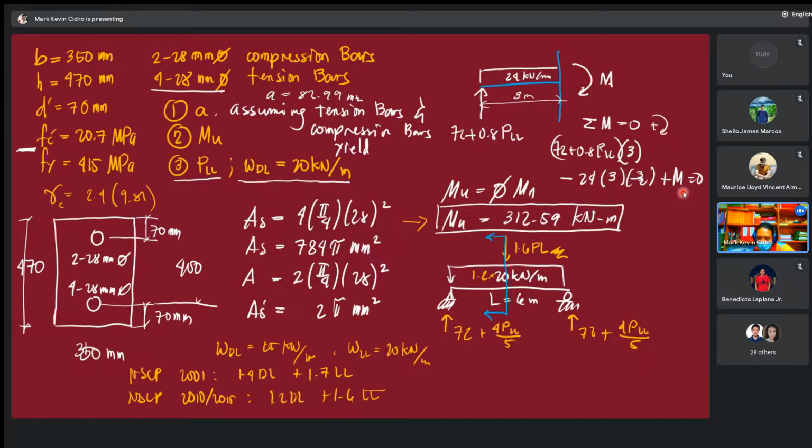This is your equation coming from this figure. And your M is the MU. Substitute it here, and you can solve for the PLL. Let me erase this.